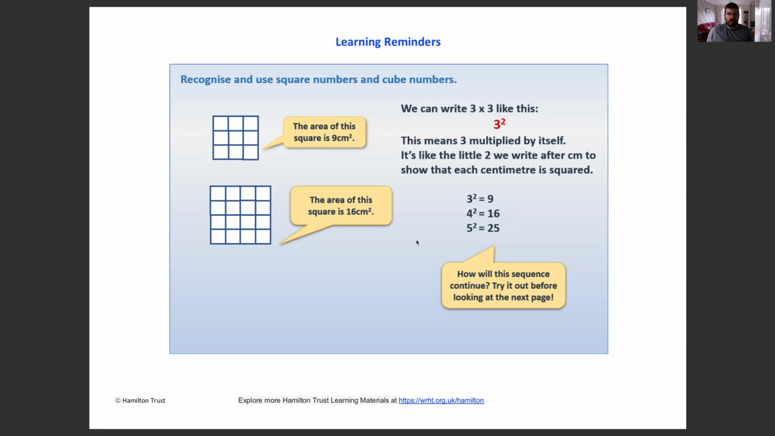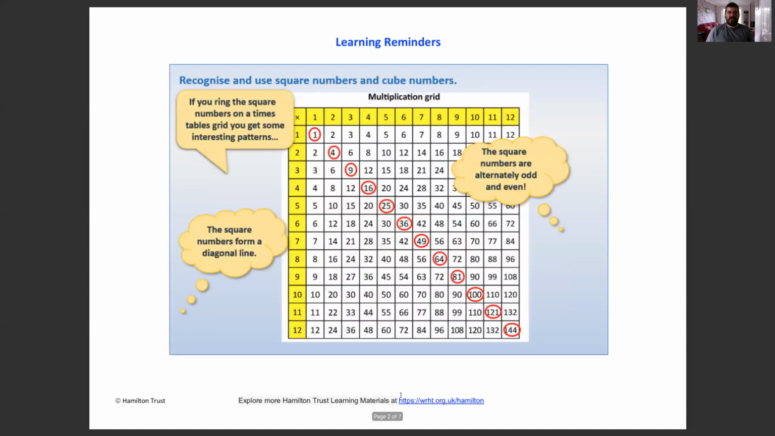Oh, that didn't work. So I'm going to see if I can get on this. There we go. So here they are.